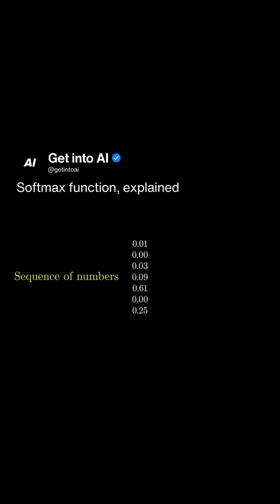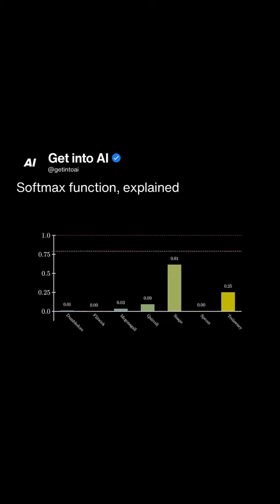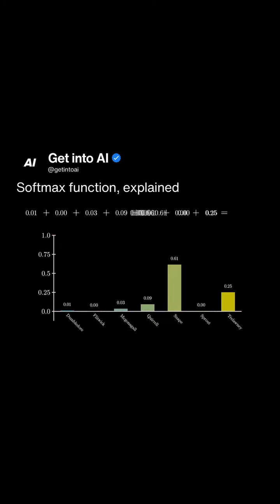The idea is that if you want a sequence of numbers to act as a probability distribution, say a distribution over all possible next words, then each value has to be between 0 and 1, and you also need all of them to add up to 1.